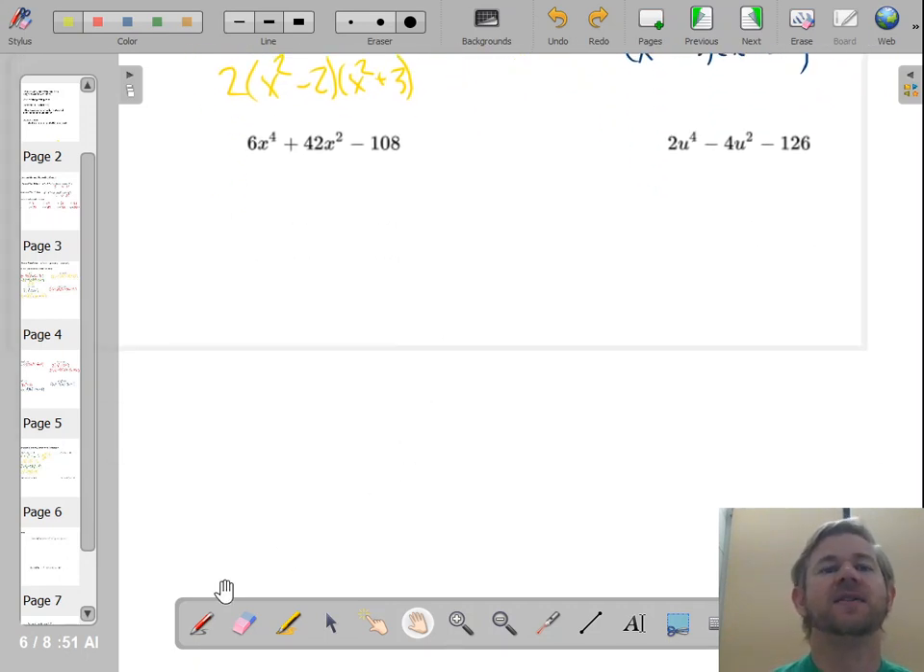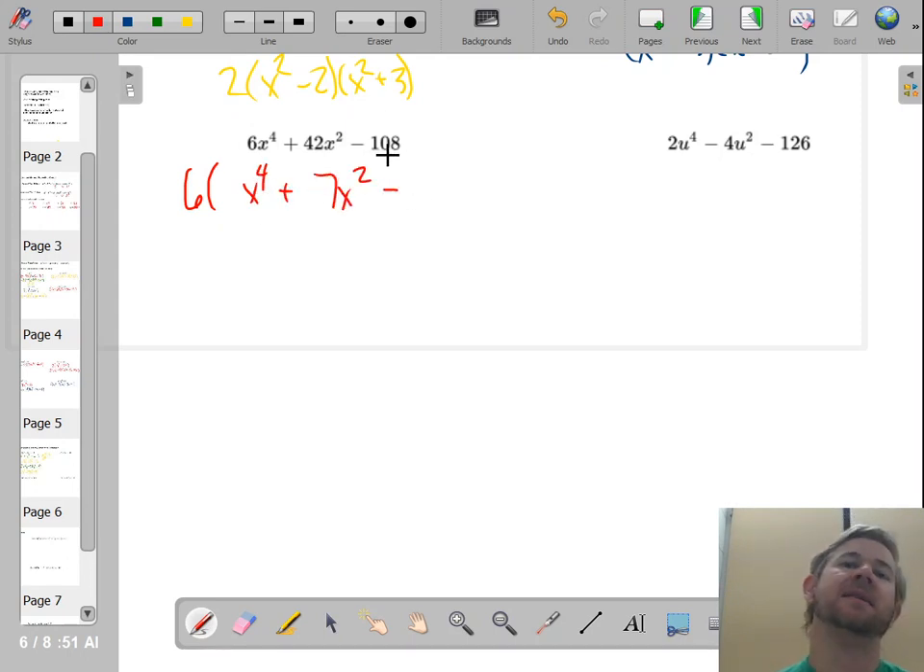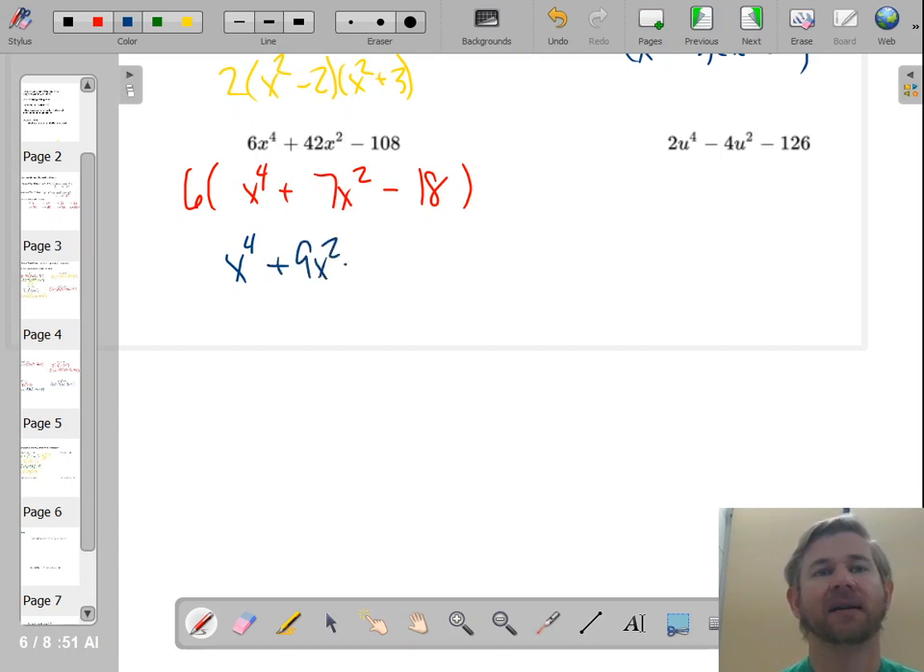First thing I'm going to do is find the GCF. The GCF here is 6. So then I have x to the 4th plus 7x squared minus, let's see, what's 108 divided by 6? That'd be 54 divided by 3, so 18. Now I need to find numbers that multiply to negative 18 and add to 7. So the numbers that multiply to negative 18 and add to 7 are positive 9 and negative 2.